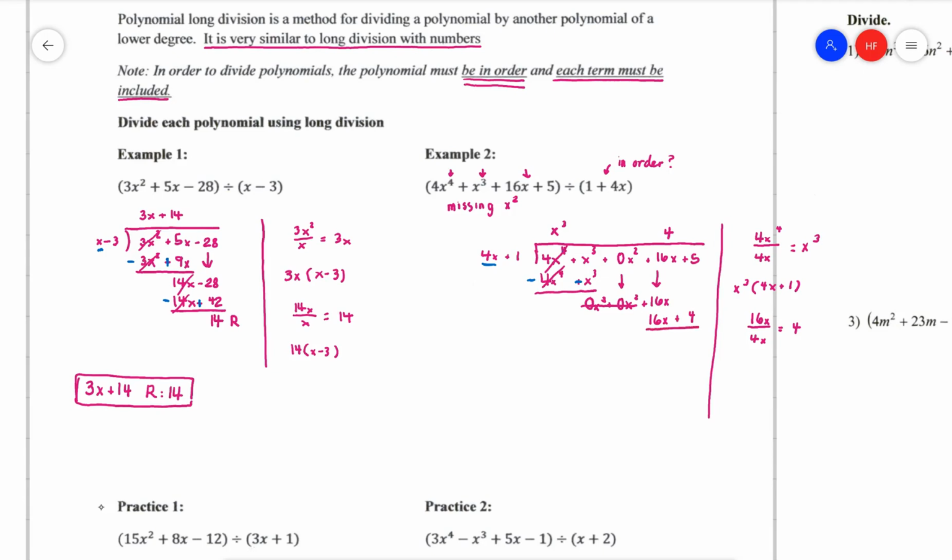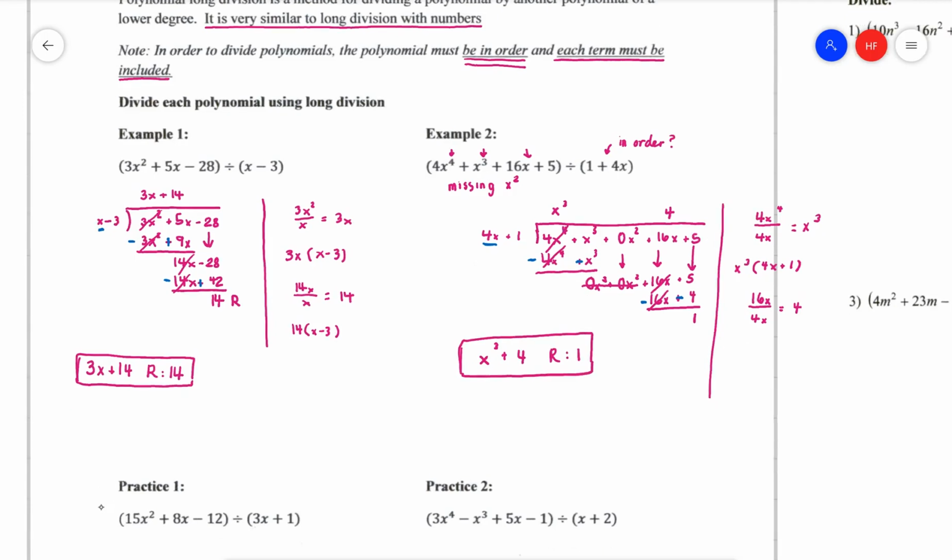But remember, we are subtracting every single time, so those two will change signs. 16x minus 16x cancels, and then here we have plus 5. So 5 minus 4 is 1. So there's a giant gap between the two on the top there. So we have x cubed plus, since it's positive, 4 with a remainder of 1. So that gap comes from there not being an x squared term or an x term. So just be aware of that.